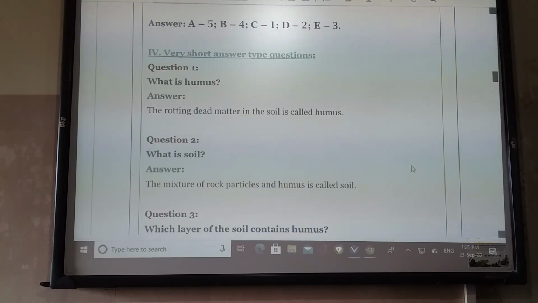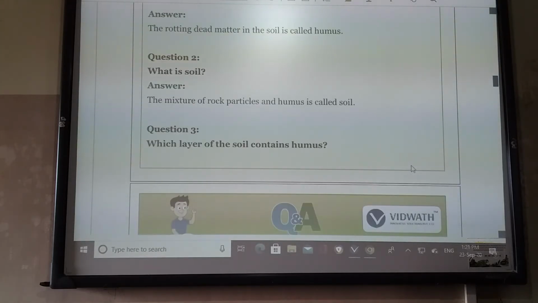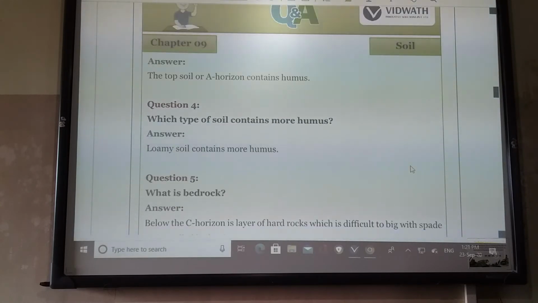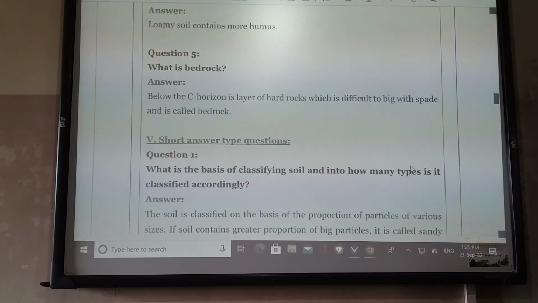Next, short answer type questions. What is humus? In a one-mark question, it is the rotting dead matter in the soil, called humus. Second question, what is soil? Soil is the mixture of rock particles and humus. Third question, which layer of the soil contains humus? The topsoil, or A horizon, contains humus. Which type of soil contains more humus? Loamy soil contains more humus.